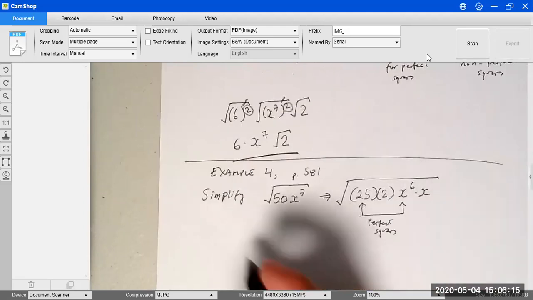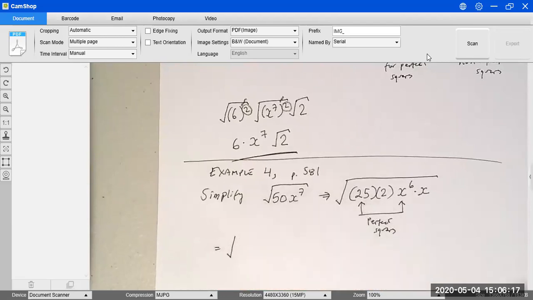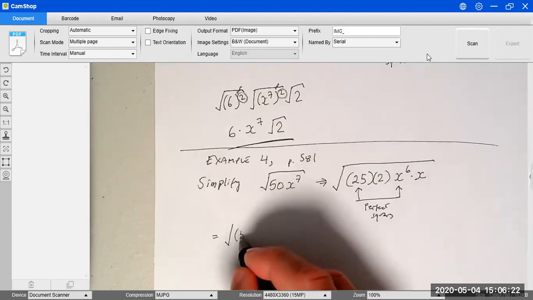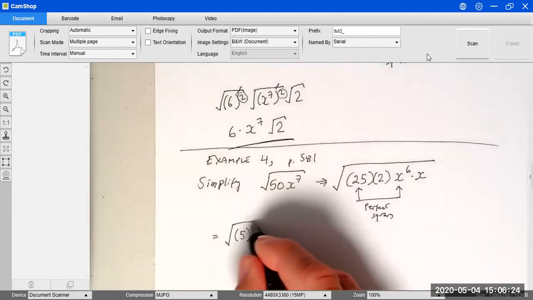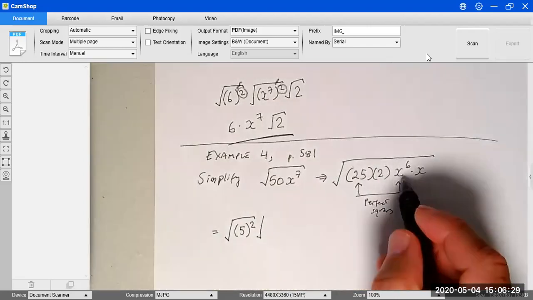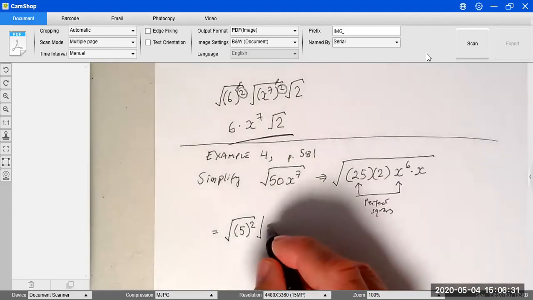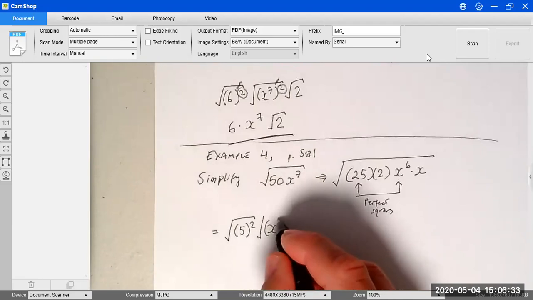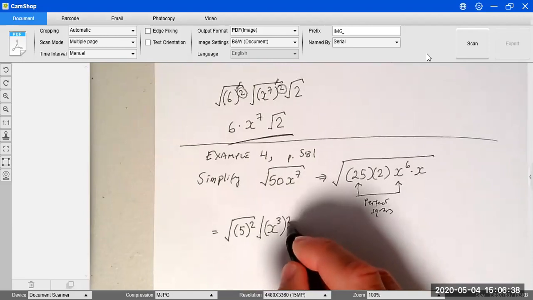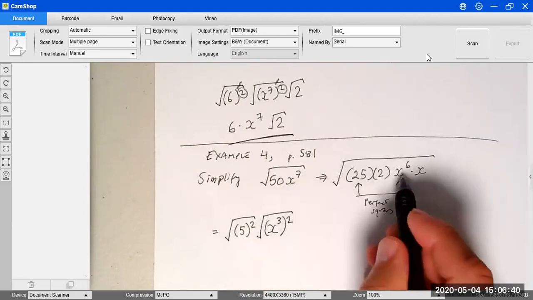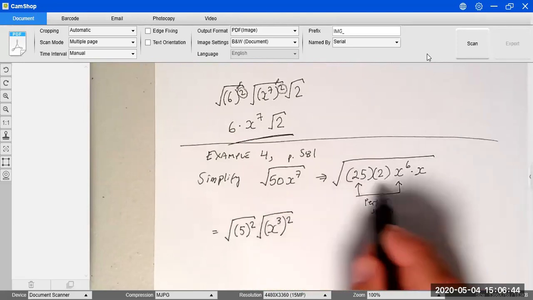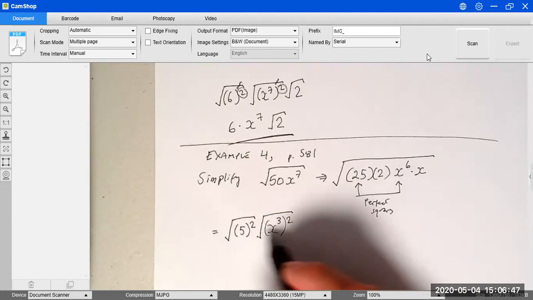So I'm going to have one radical sign for my perfect squares. I'm going to start with 25. 25 is 5 to the second power. Then I have another radical for the other perfect square, x to the 6. I'm going to write x to the 6 as x to the third, squared, because 6 divided by 2 is 3, and then you square it. So now x to the 6 is written as a perfect square.